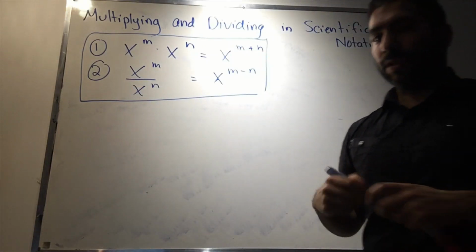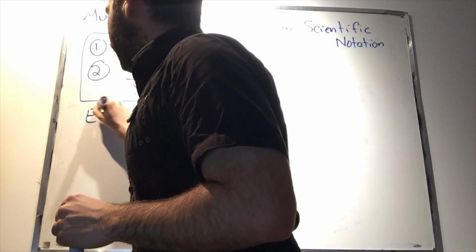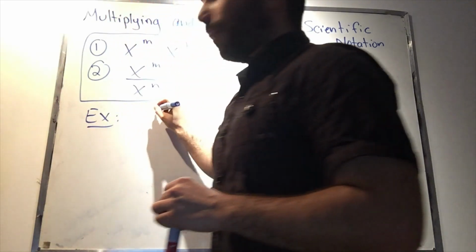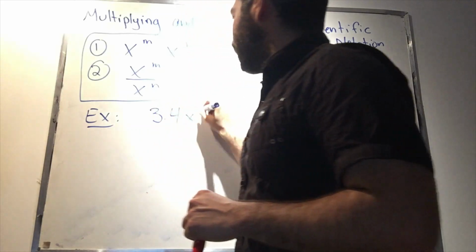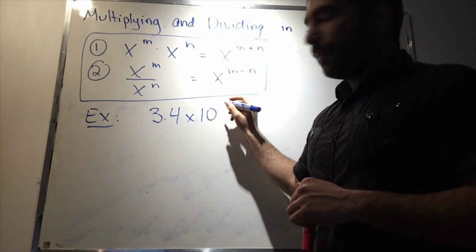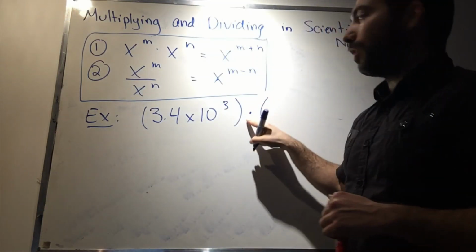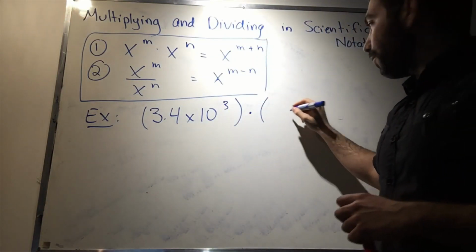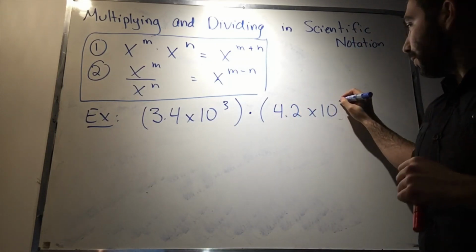Okay. So let's take a look at an example together. The example I have is (3.4 times 10 to the 3) times, I'll put a little dot for multiplication, (4.2 times 10 to the 2).